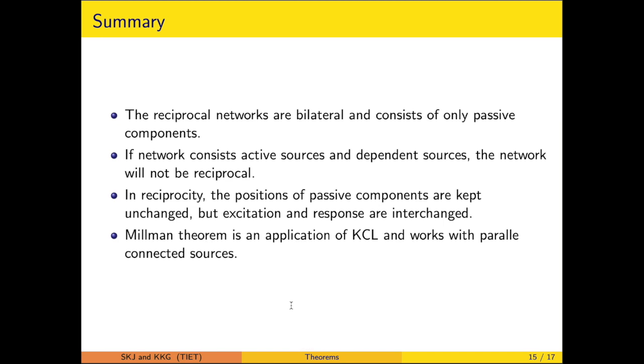In summary, reciprocal networks are bilateral and consist of only passive components. If the network comprises any active source or dependent source, then the circuit will not be reciprocal. In identifying reciprocity, we are simply interchanging the position of excitation and the response. However, the position of passive elements is not changed. Millman's theorem is an application of KCL and works with parallel connected sources. So thank you.